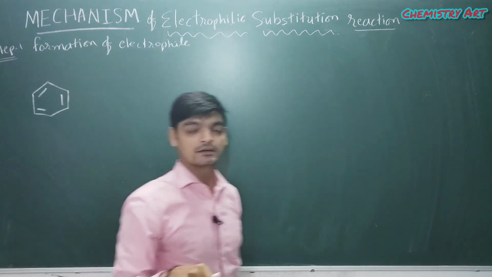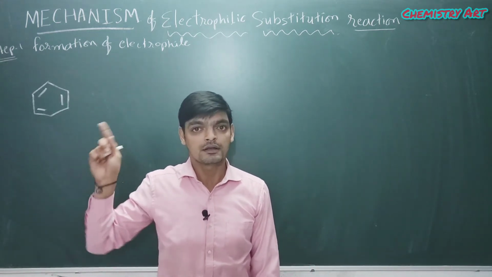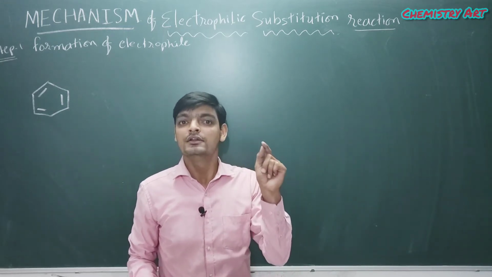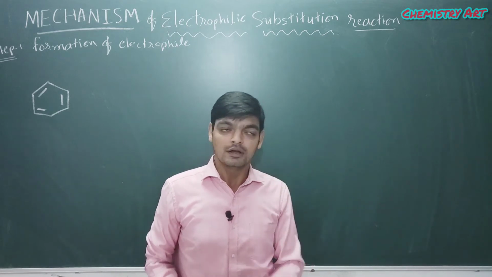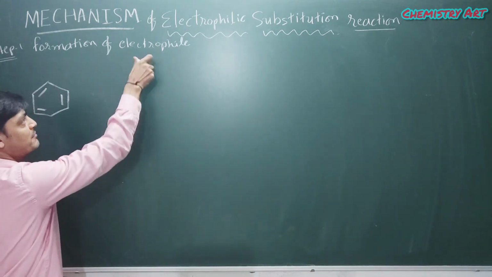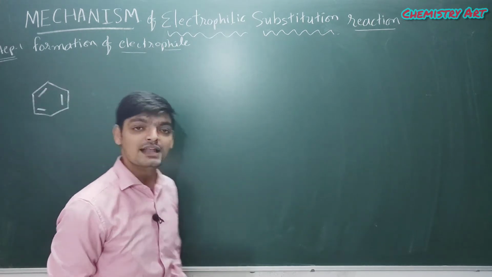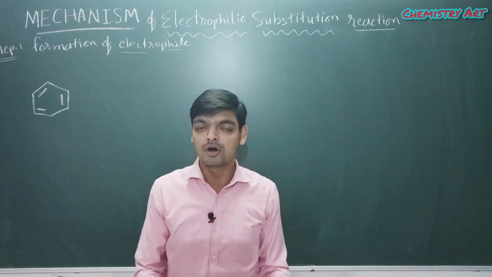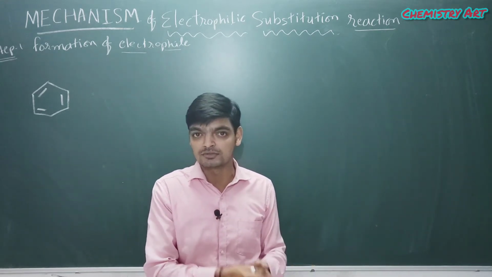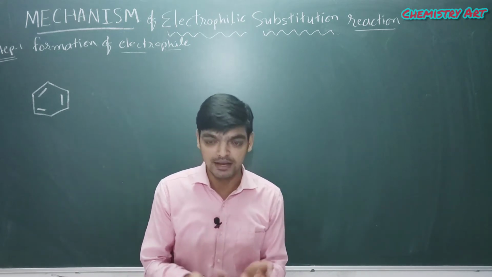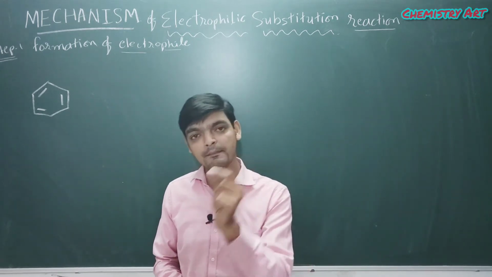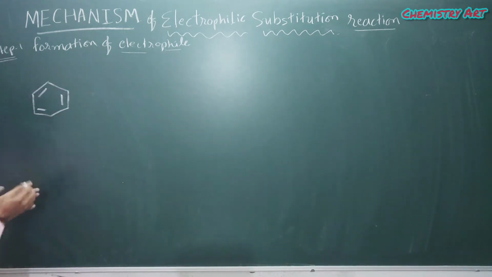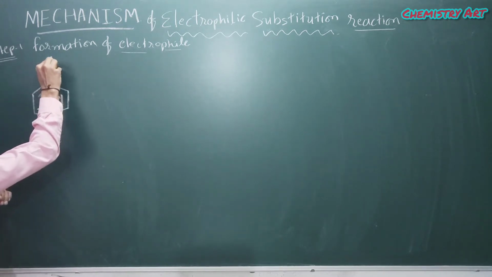I already told you that, so please check out my organic mechanism playlist. You will see a video about electrophile, nucleophile and free radical. Here, electrophile means a species which is electron deficient, meaning it has a positive charge or fewer electrons. That kind of species is called an electrophile. So first of all you have to prepare the electrophile. How can you form an electrophile?